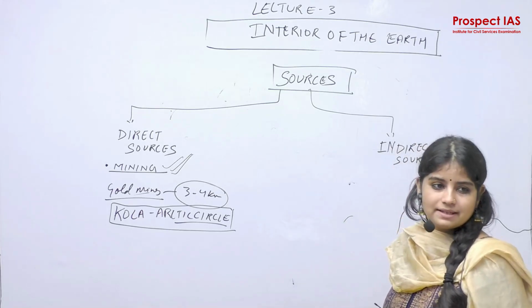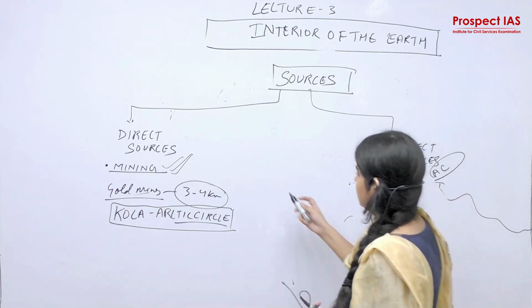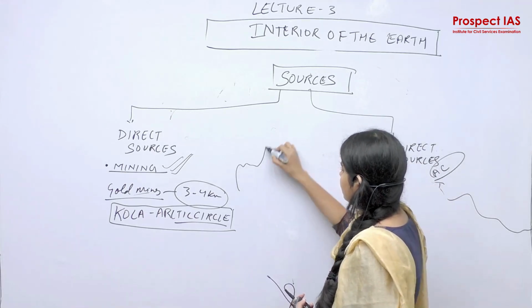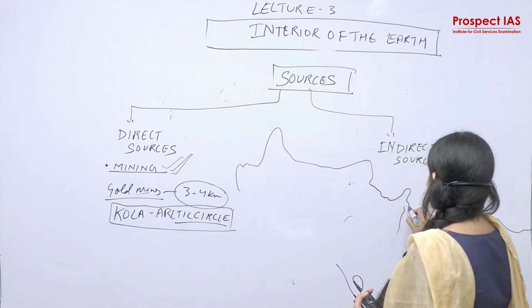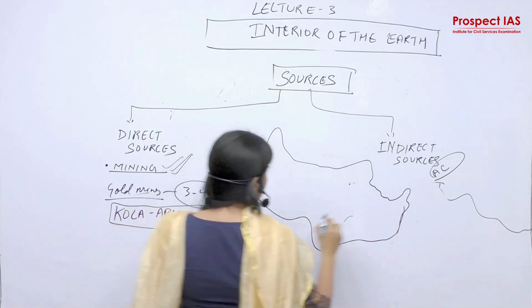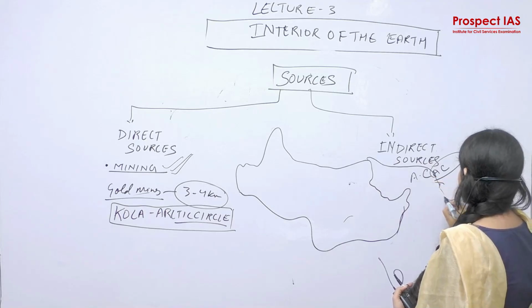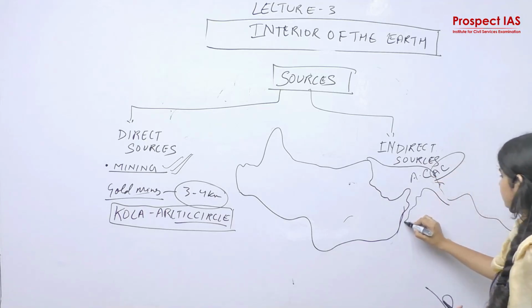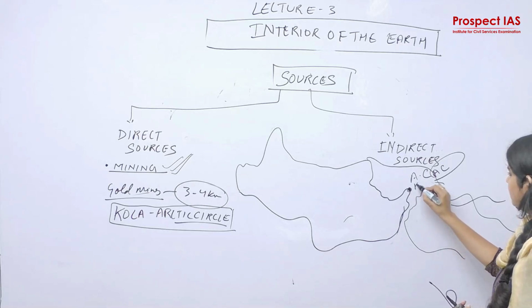Should I draw it once again on the board? Okay, fine. Online students also you can draw. This is Norway and Scandinavian belt. Here it is comprised of the Arctic Circle. This is Arctic Circle. Okay, here it is Russia. Here this is Kola.